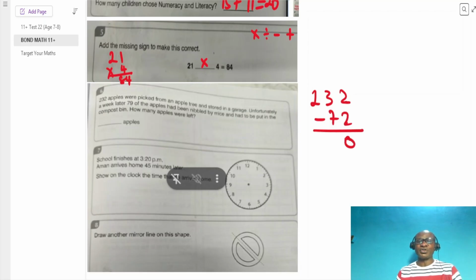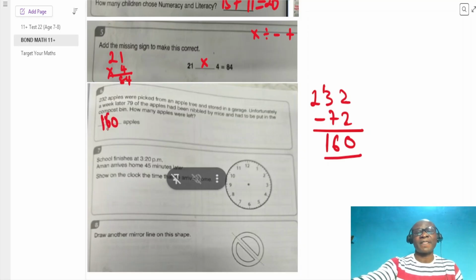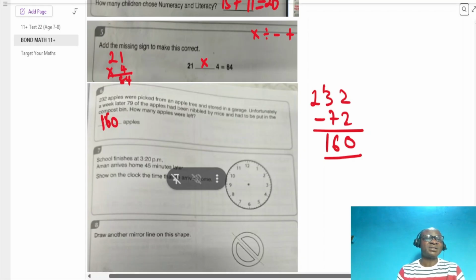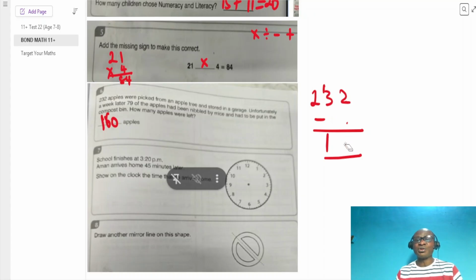So 2 take away 2 is 0. No, 79. It's 79. 13 take away 7 will give us 6. Then you bring down 1. How many is remaining? 160 apples. No, it's 79, not 72. Oh, in that case, I have to correct that place, right? Yeah. So I remove 72 as well as the answer I got because it's going to change. So I'll write 79, isn't it?